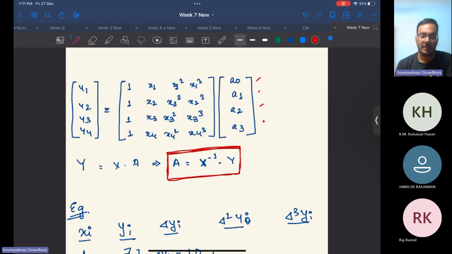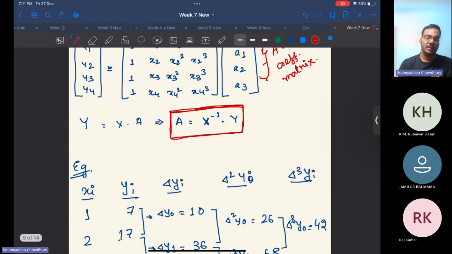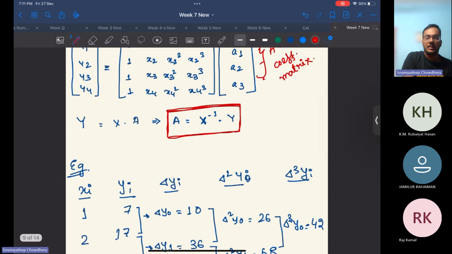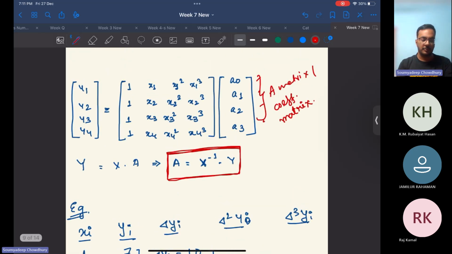Here my aim is to find this A matrix, the coefficient matrix. So y is given by x into A, that is, A is equal to x inverse y. If we can find the inverse of x and multiply it with y, we can directly find the coefficients. We don't need to remember any kind of formula. Once you get these matrices, that is the coefficients, we can directly substitute in our polynomial and find the final answer.